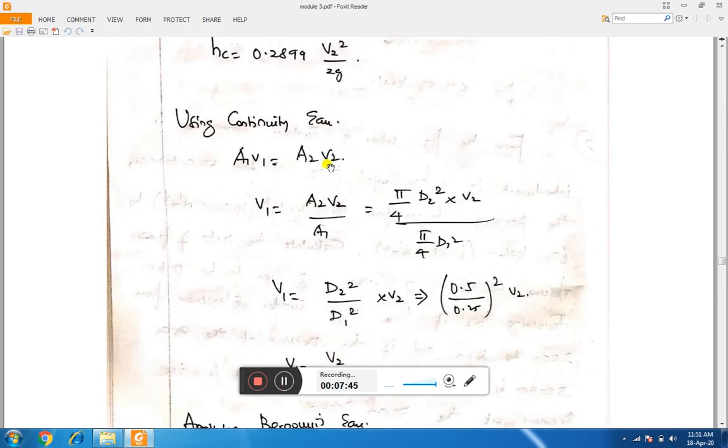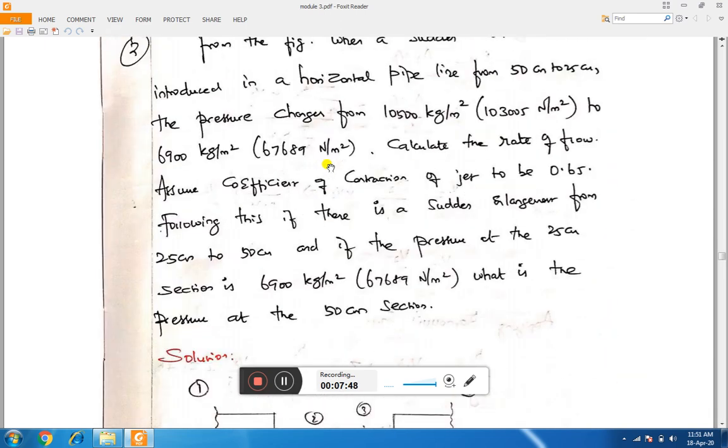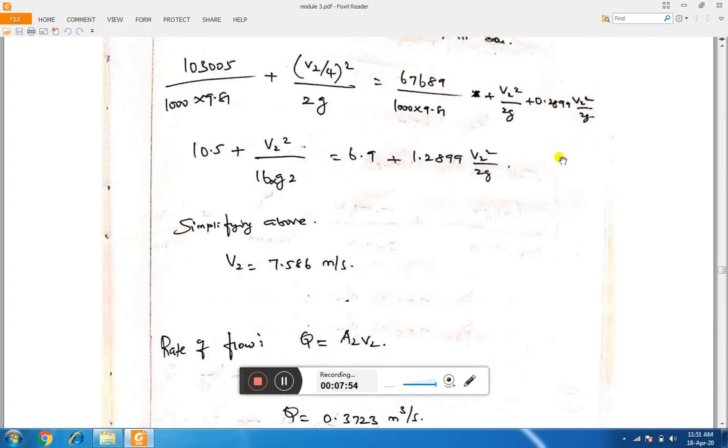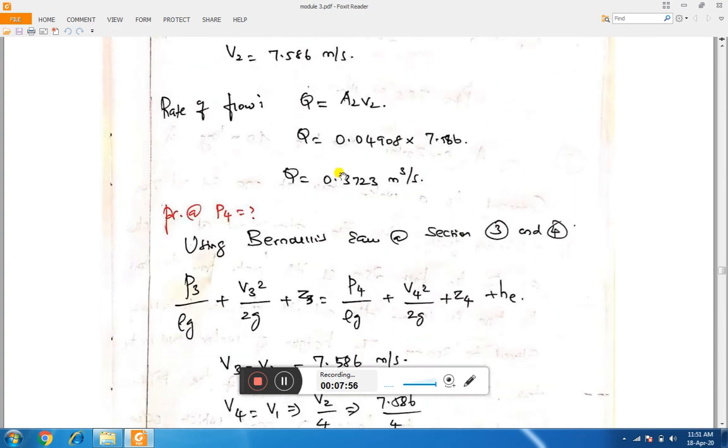So after calculating that, the first part of the problem is to calculate the rate of flow, which is q equal to a1 v1 equal to a2 v2. So q equal to a2 v2 or a1 v1. Now we have calculated v2, so we are going for a2 into v2. a2 we have already calculated using the diameter. So we have got a2 as this, v2 as the calculated value, q equal to this one. So that is the first part of the problem, finding discharge.